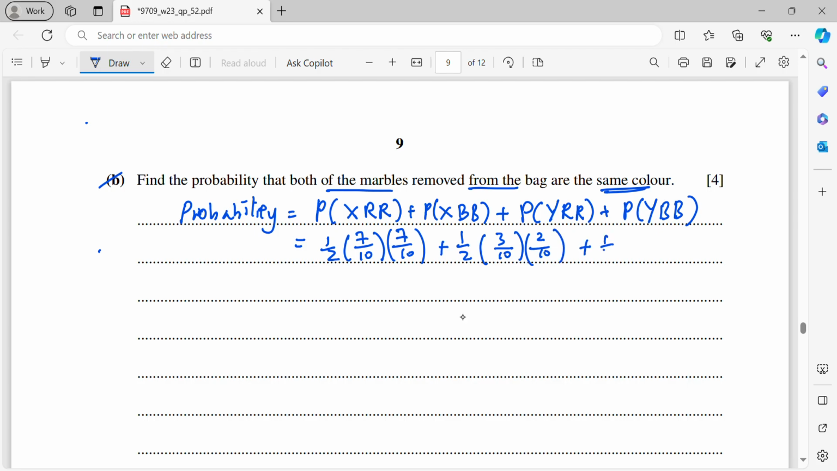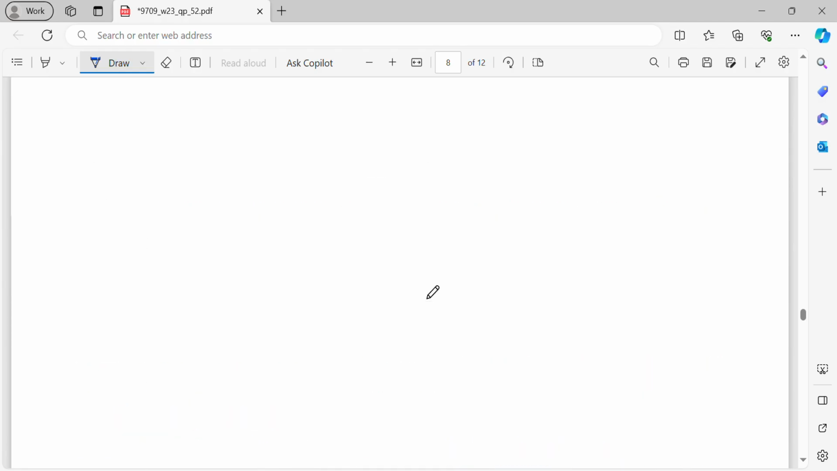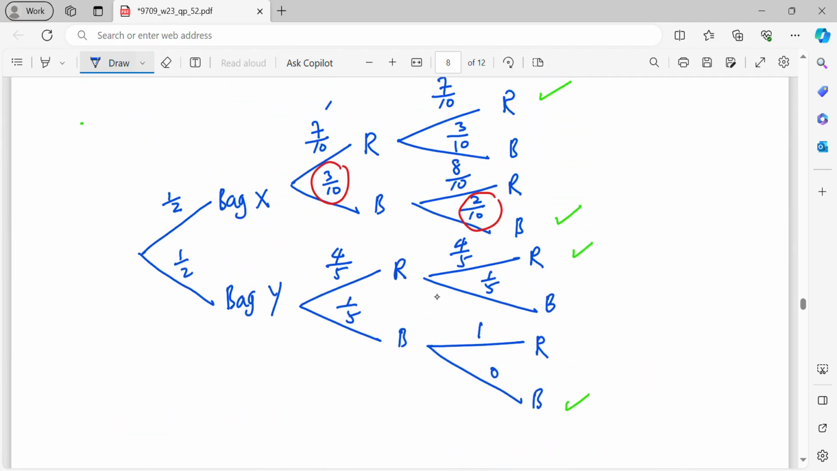Now bag Y, half again. For the RR, it will be 4 over 5, 4 over 5.